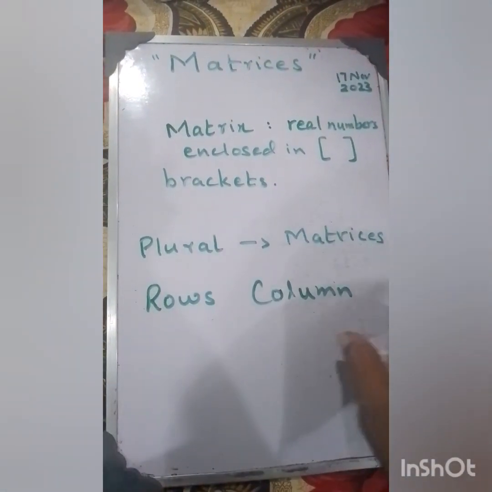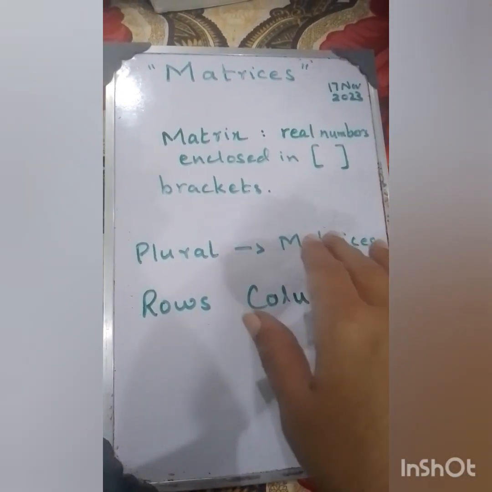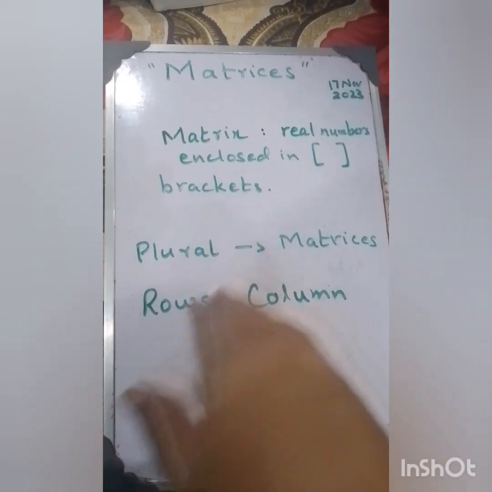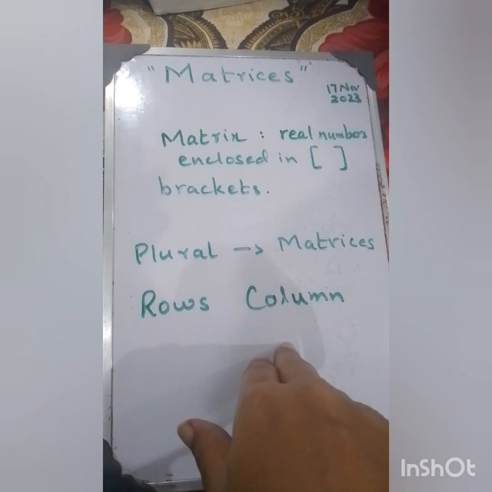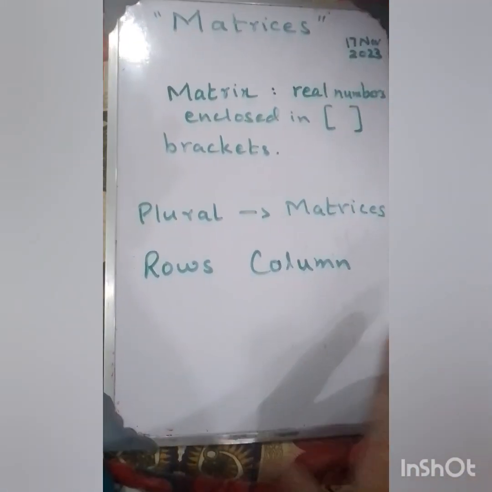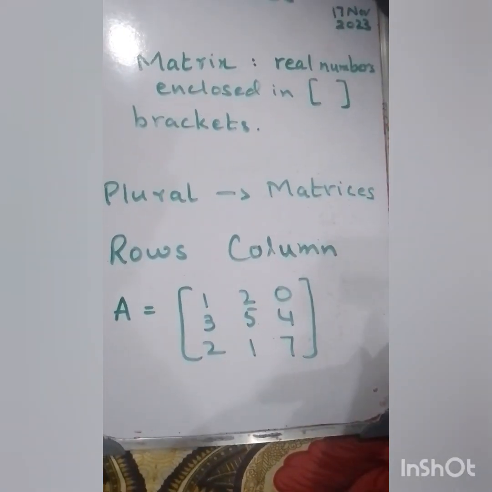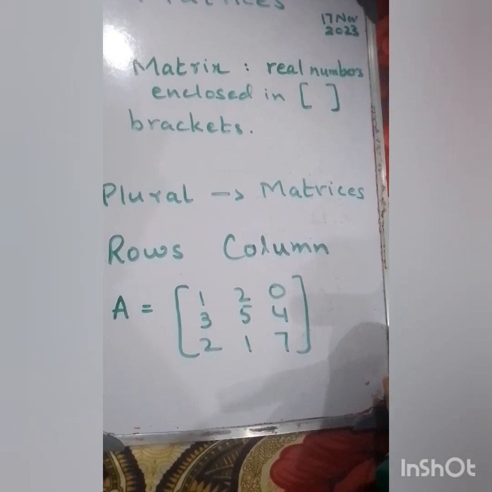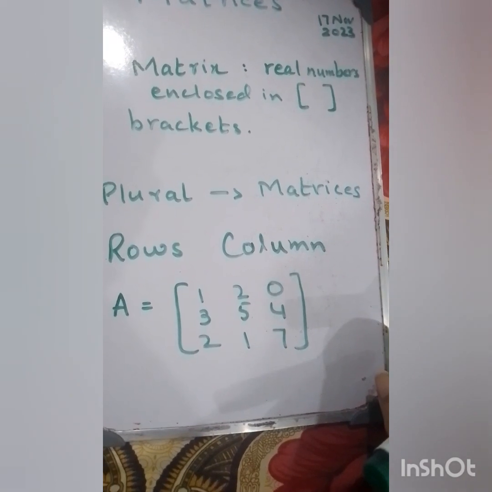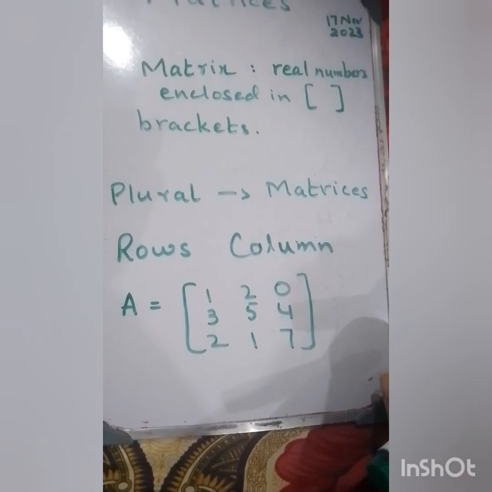The plural of matrix is matrices, and they are comprised of real numbers in the form of rows and columns. You have to understand which one is a row and which one is a column. This is what I am going to show you next. So we use real numbers enclosed in brackets, and we call it a matrix. Matrix comprises rows and columns.